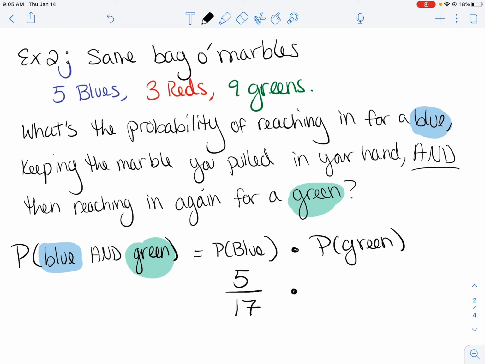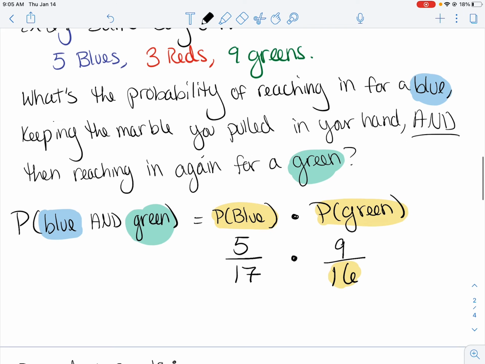So when I go in to reach for a green, again assuming I got a blue, got what I want, there are 9 greens, but how many total marbles are in the bag right now, if I'm holding that blue one in my hand? Yeah, there are only 16, right? So the probability of getting a blue actually changed the probability of getting the green. Now the denominator is 16 and not 17. So that's the real difference here. That's what makes this not independent.